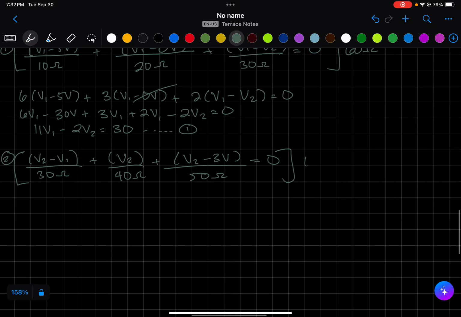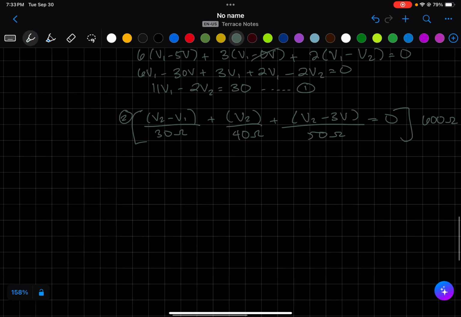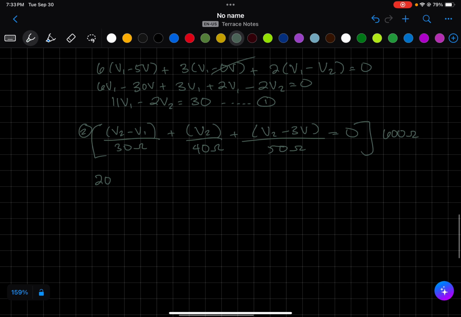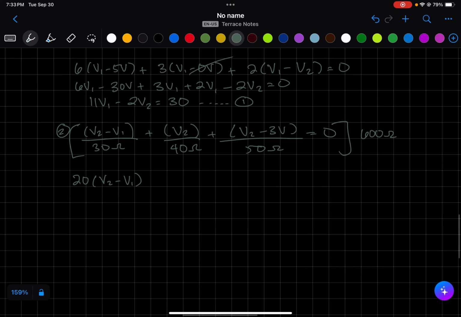600. I think that's a little too big, but once it's 600, it's just a whole number. Oh yeah, 600 divided by 30 gives you 20. 600 divided by 40 is 15. And then 600 divided by 50 is 12.